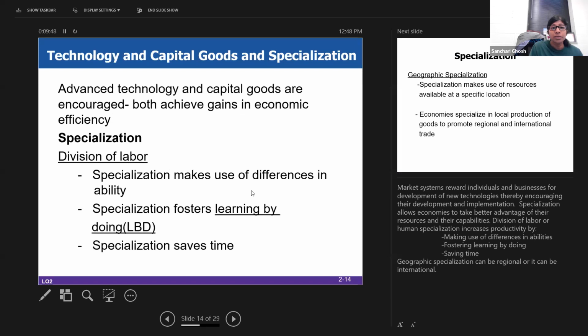Then, the other salient point I wanted to discuss in a market-based system is specialization and division of labor. Specialization means everyone is just working within their expertise. You learn your skills by doing, which saves time. You're an expert. Society or the economy takes advantage of the differences in your capability. And that's how you should produce in a market-based system.